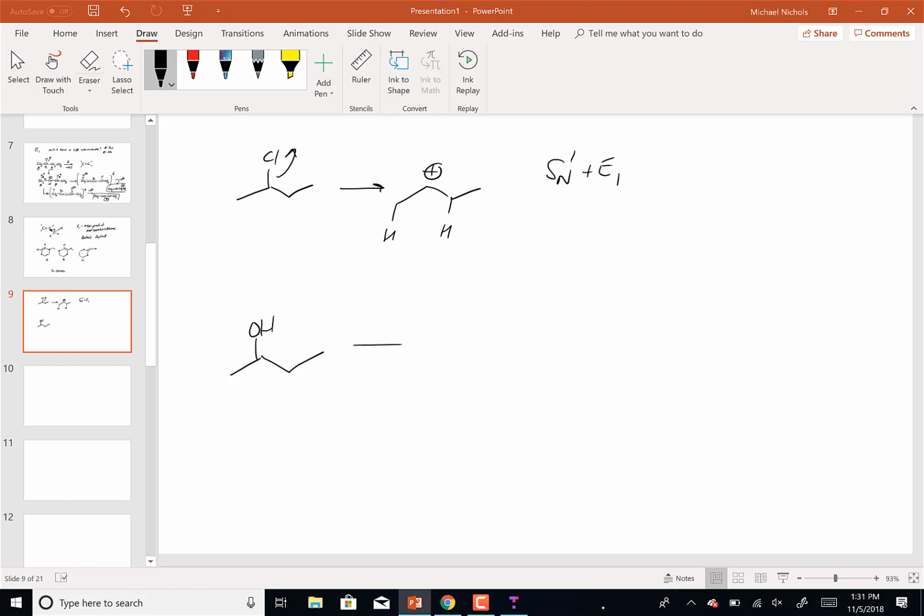And now, is OH a good leaving group? No? Why not? It's a strong base. OH minus is a strong base, and strong bases are bad leaving groups. So what do I do to the OH to make it leave? Add H plus to it. So we add the H plus.